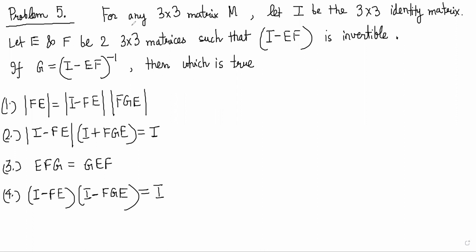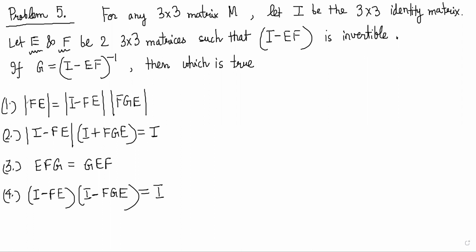Again, we have any 3 cross 3 matrix M, and let I be a 3 cross 3 identity matrix. Then there are two new matrices defined, E and F, which are 3 cross 3 in size, such that I minus EF is invertible. And if it is invertible, we are saying G is the inverse of I minus EF. Then we have to check these statements.